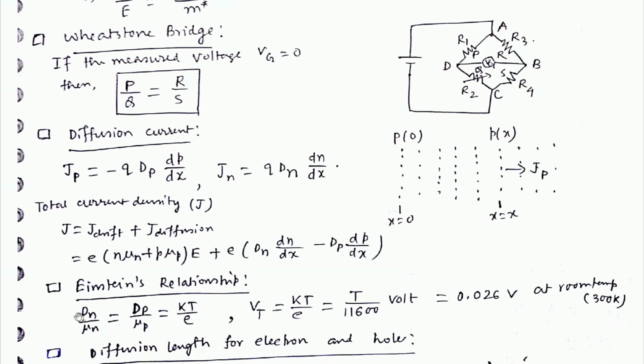Now the Einstein relationship: Dn by mu n equals Dp by mu p equals kT by e, where k is the Boltzmann constant. Vt equals kT by e equals T by 11600 volt, equal to 0.026 volt at room temperature, meaning at 300 Kelvin. This value should be remembered. Very often you must have encountered this value while solving problems.